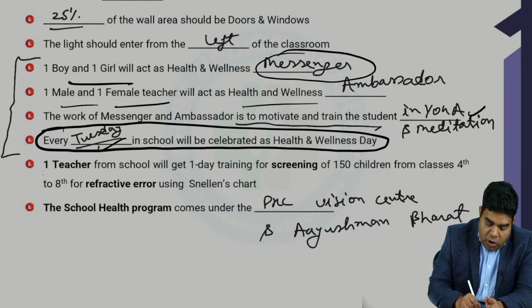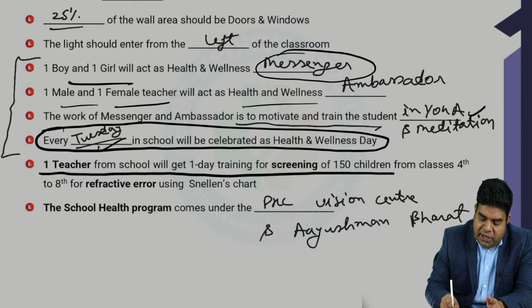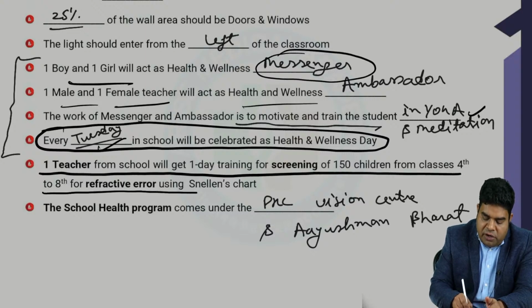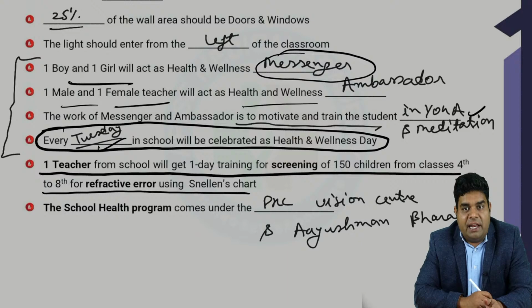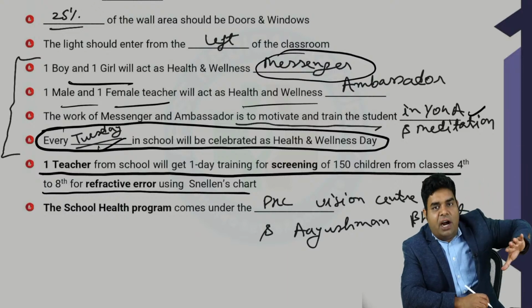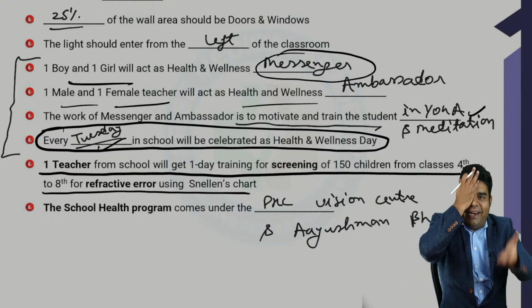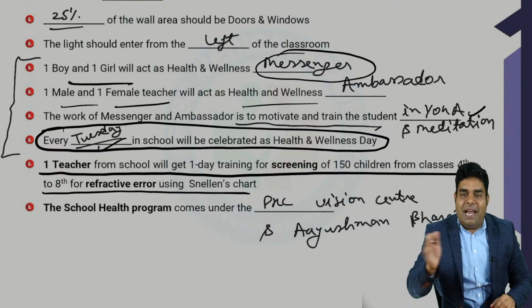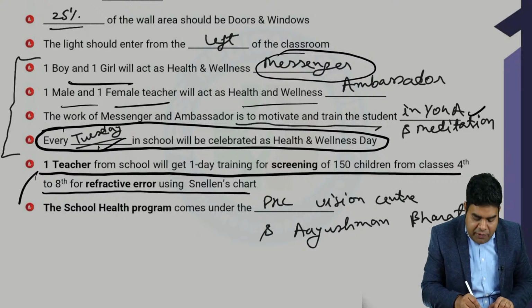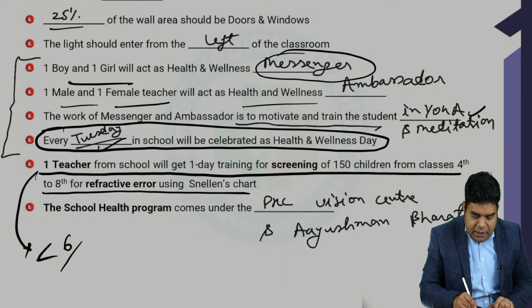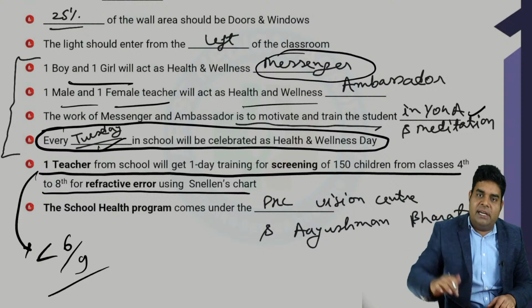But the main thing which occurs in the school health program is that the teacher screens 4th to 8th class children for refractive error using a Snellen chart. They will hang the Snellen chart and ask students to come in line one by one, close one eye, read what is there, close the other eye, and read again. If any child's vision is less than 6/9, they will refer the child to a higher center.